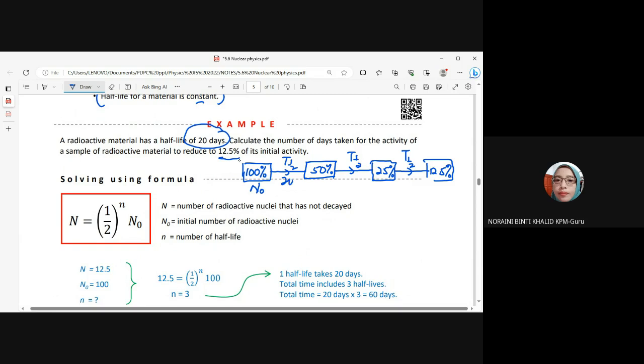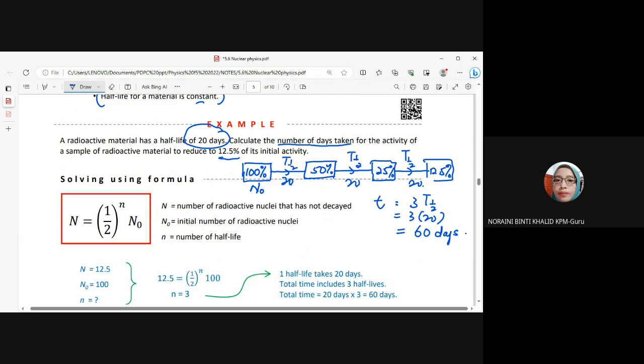So the half-life is 20 days. It means this is 20 days, 20 days, 20 days. So what is the number of days taken? Means 20 plus 20 plus 20. So the time taken is 3 half-lives. Means 3 times 20, so we get 60 days. This is one method, you can use this method, no problem. Another method is using a formula.